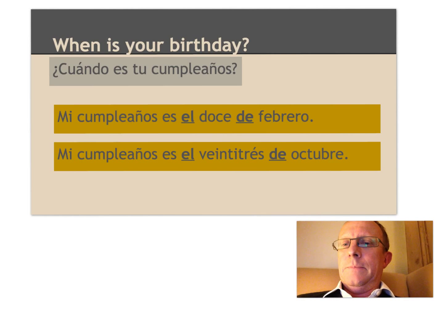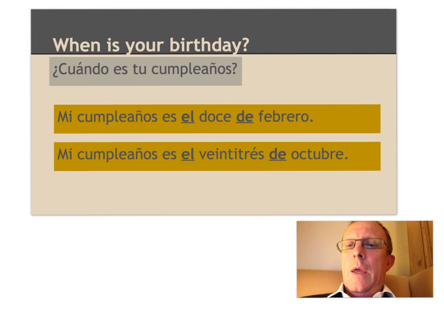So there we go, we get ¿Cuándo es tu cumpleaños? When is your birthday? And the answer, mi cumpleaños es el 12 de febrero. My birthday is the 12th of February. Mi cumpleaños es el 23 de octubre. My birthday is the 23rd of October. So you should now be able to ask the question, when is your birthday, and give the answer for yourself.